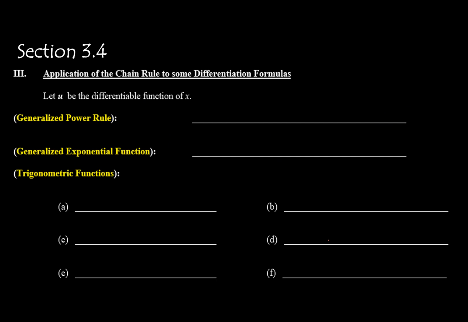So now it's time for us to look at the old rules of derivatives that we learned in 3.1 and 3.2 and rewrite them with the chain rule. In other words, we're going to always let u be the differentiable function of x. Okay, another thing is, u is the inside of whatever. U is some chunk of algebra.